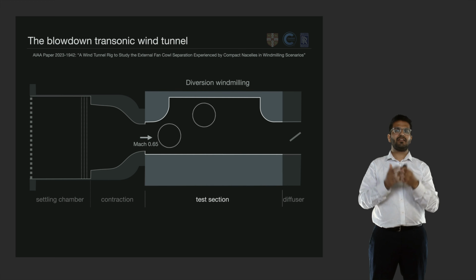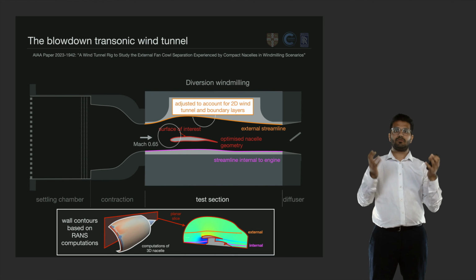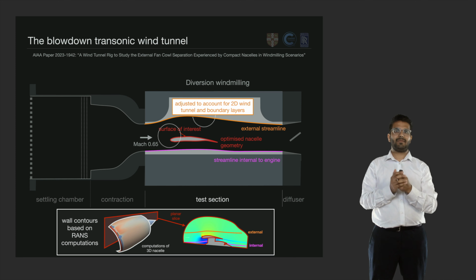Now, I'm not going to go through in detail the wind tunnel setup that we use for this experiment, because that was covered in an AIAA SciTech paper earlier this year. But essentially, the flow path is defined by contours within the wind tunnel test section, which are designed based on RANS computations of the full-scale three-dimensional nacelle under diversion windmilling scenarios, and care has been taken to ensure that the flow within this wind tunnel is representative of the real scenario.